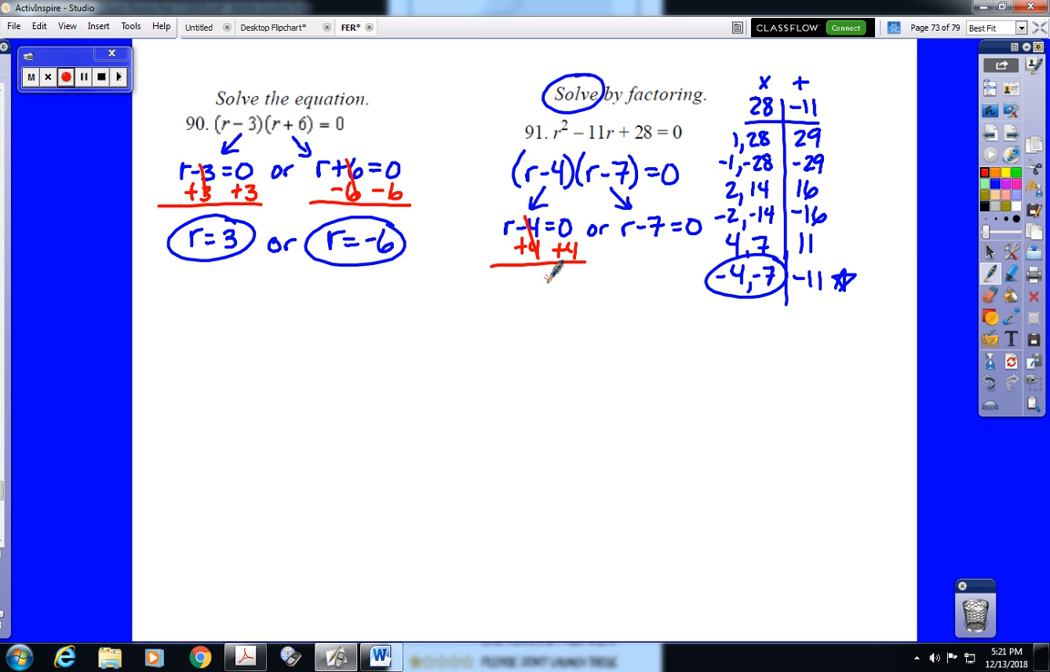So the first equation, we'll add 4 to each side, which would give us the solution r equals 4. And the second one, we would add 7 to each side, which would cancel the negative 7 and give us our second answer of r equals 7.